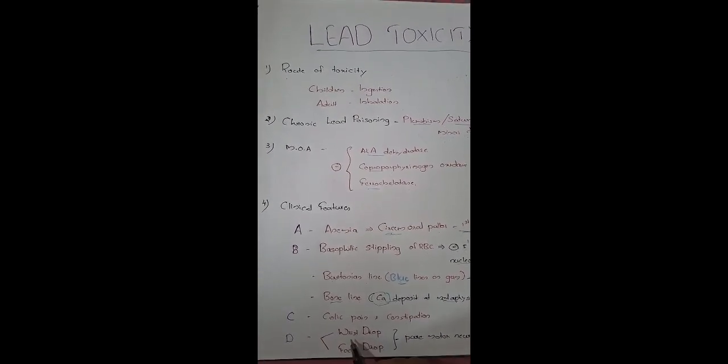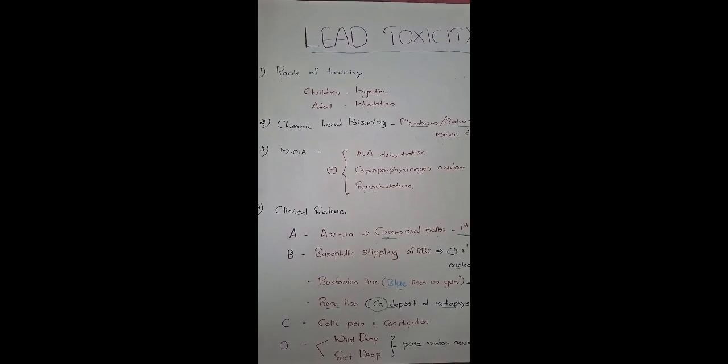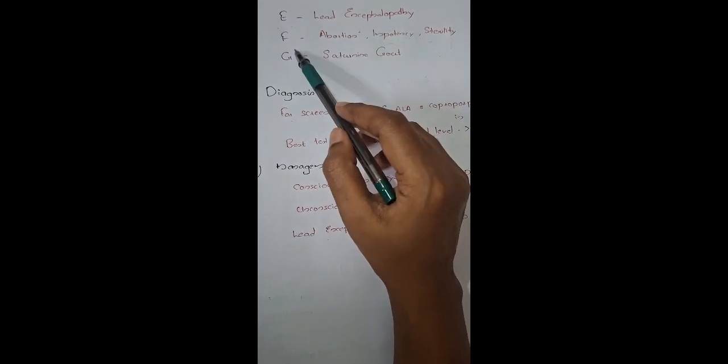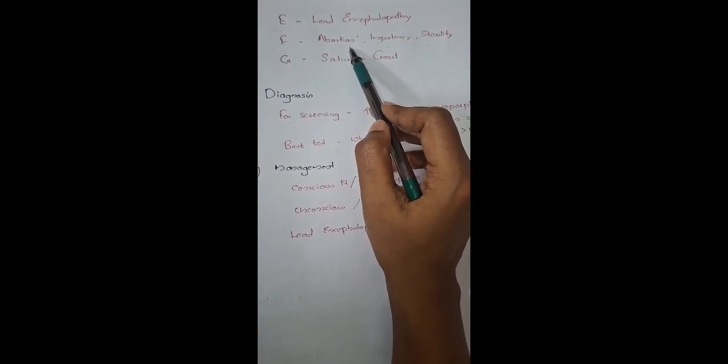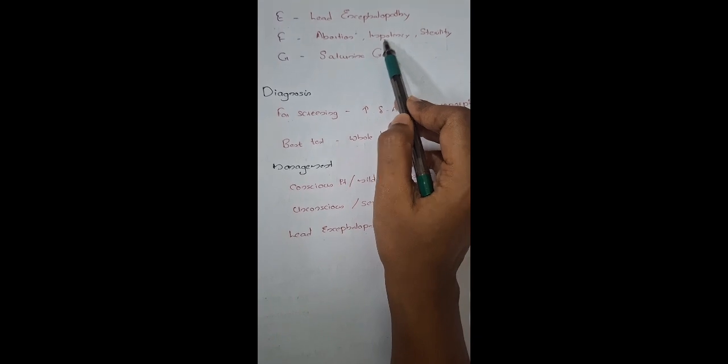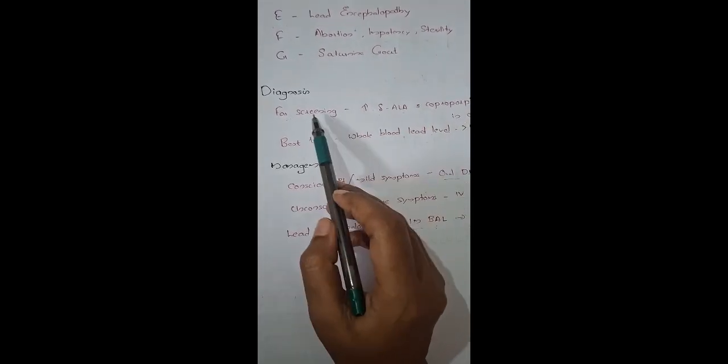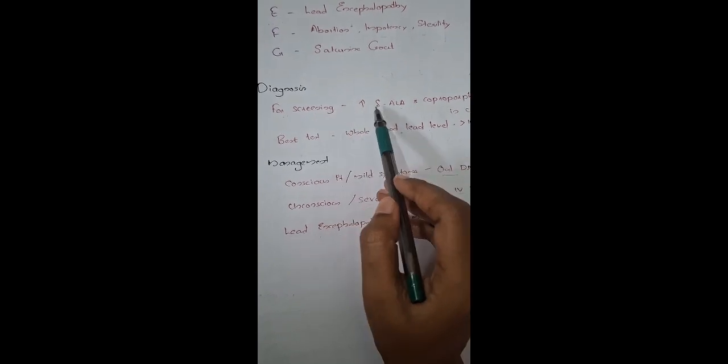Then C for colic pain and constipation. D for two drops, wrist drop and foot drop, which are pure motor neuropathies. E stands for lead encephalopathy and F stands for fertility related issues like abortion, impotency, and sterility, and G stands for Saturnine gout.